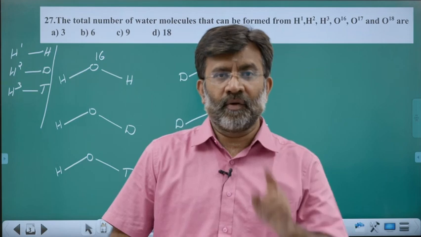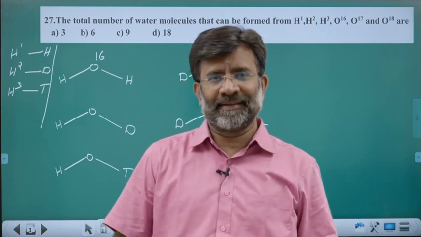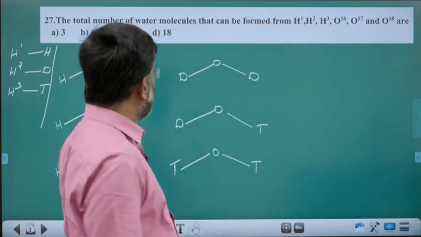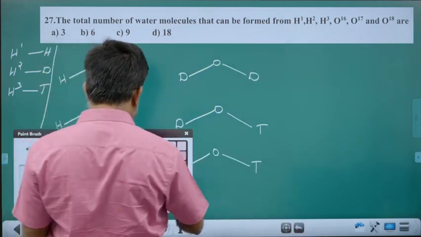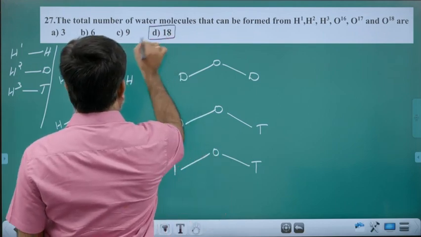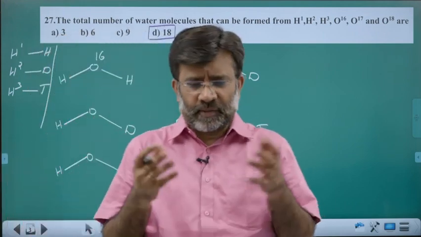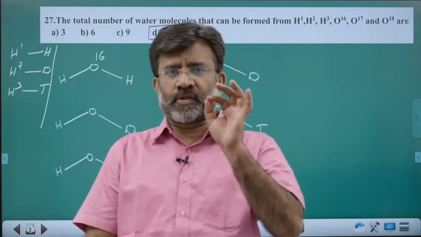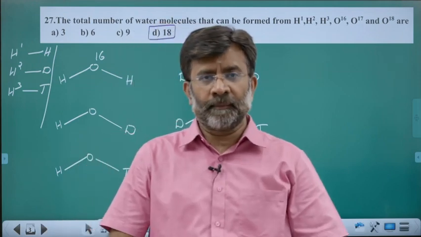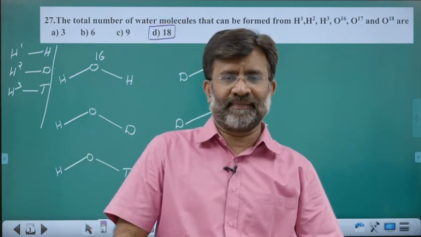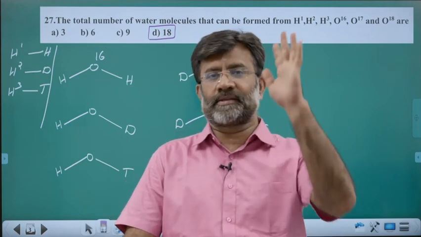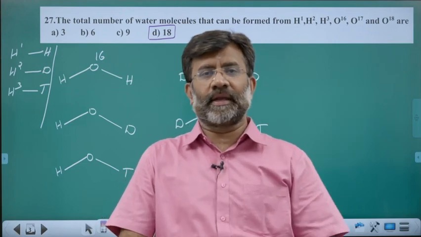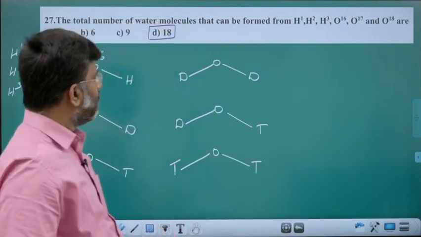With 1 isotope of oxygen, I get 6 combinations. So with the 3 isotopes of oxygen, it will be 6 times 3, 18 combinations. The answer will be option D, 18. It's simply mathematical combinations only. With 1 oxygen you get 6 combinations, so with 3 different oxygens you will get 18 combinations. Okay, fine.